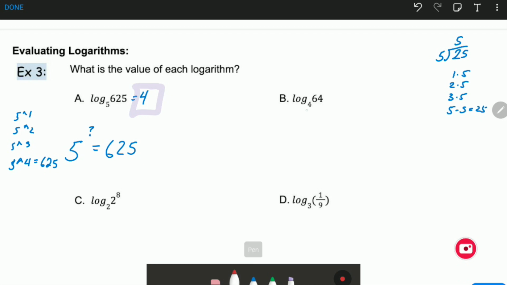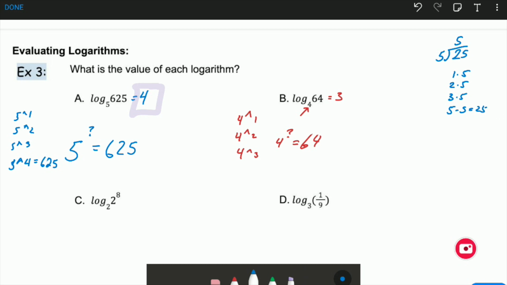Second one here, doing the same thing. 4 to what power is 64? And if you know your exponents from radicals and stuff, it may be a lot easier. You can probably jump straight away to 3. And if not, just go through the same thinking. 4 to the first, 4 to the second, and 4 to the third. You would eventually find it, or realize that you've passed it and it's not a perfect power, and either need a calculator or just approximate it.